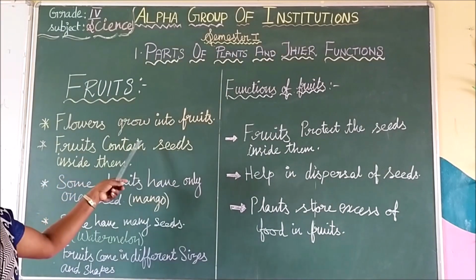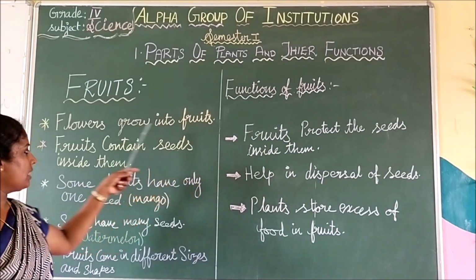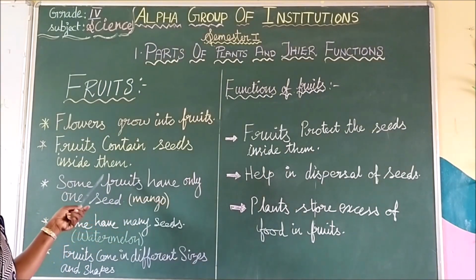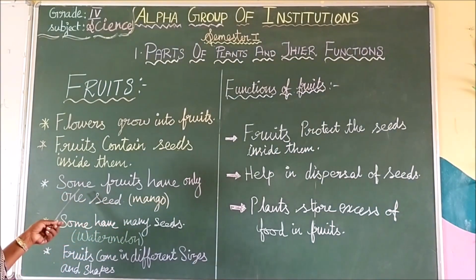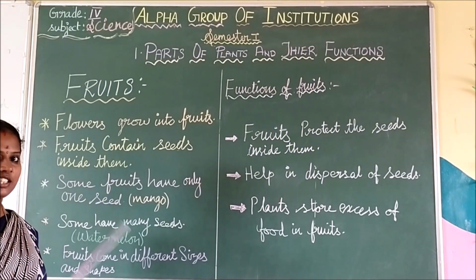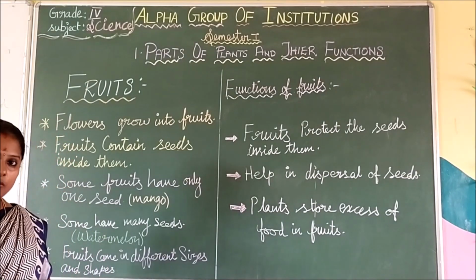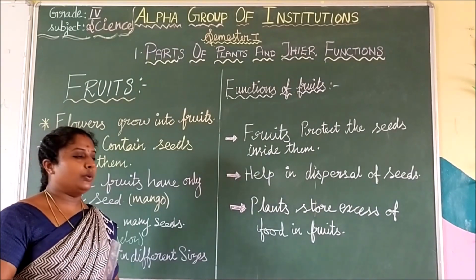So flowers grow into fruits. Fruit contains seeds inside them. Some fruits have only one seed. Some have many seeds. Fruits come in different sizes and different shapes, with different colors and different tastes. Yes, the taste also will differ. We'll see the functions of fruits, what the fruit will do.